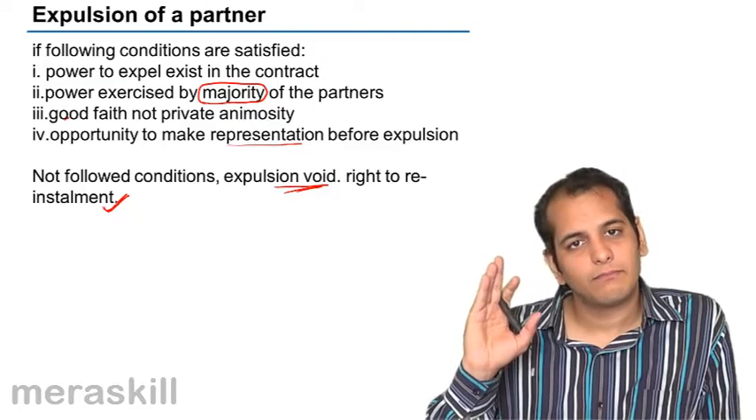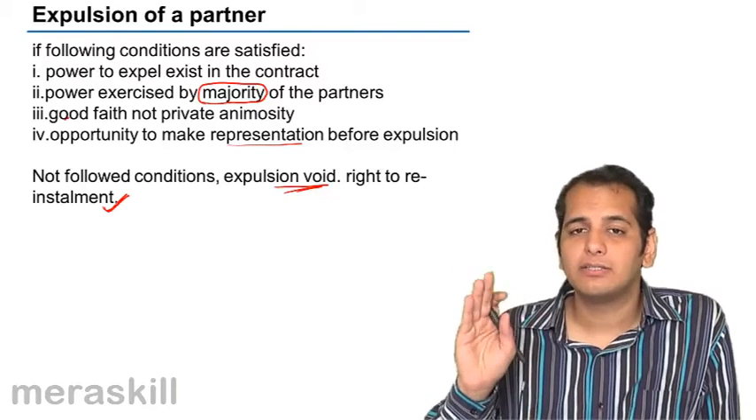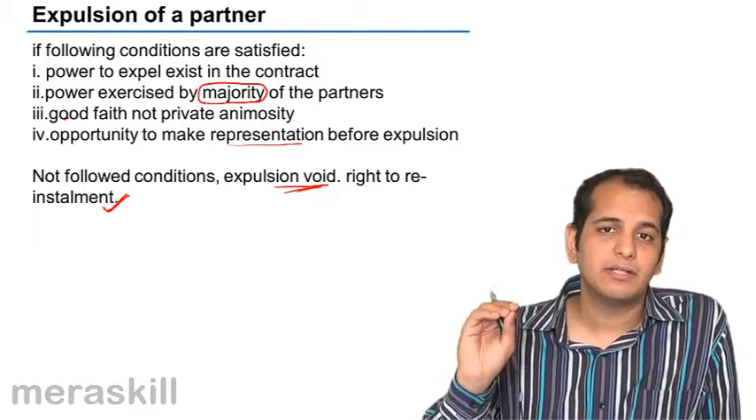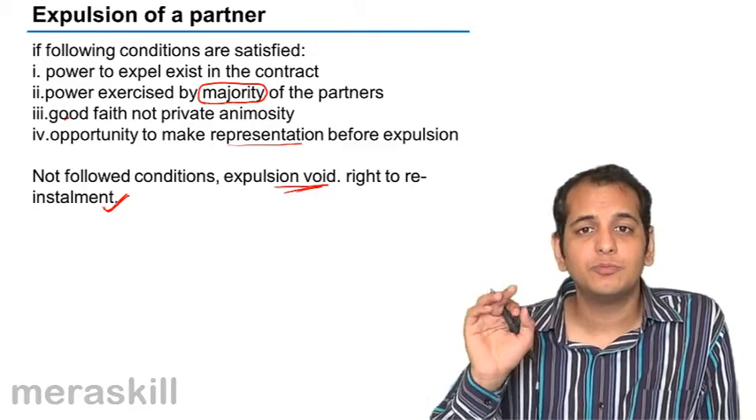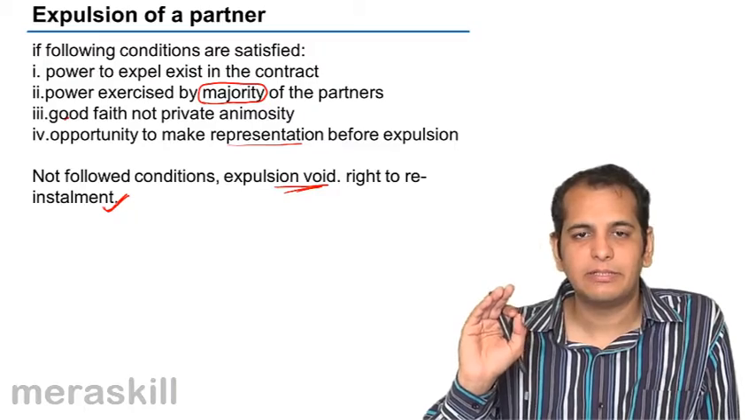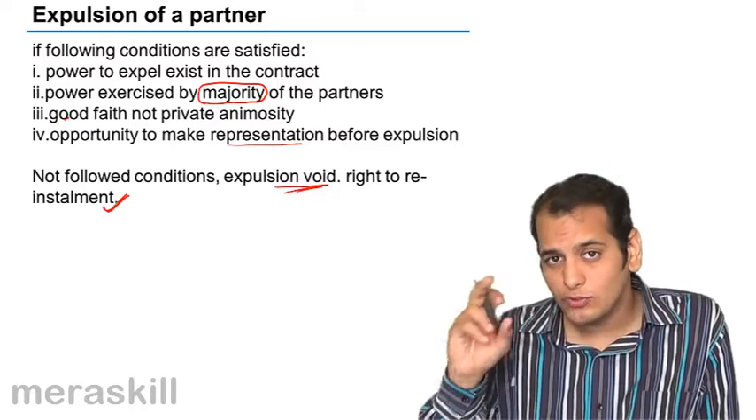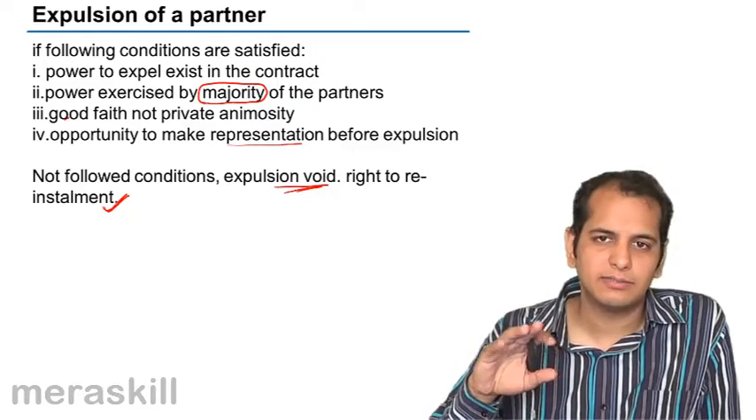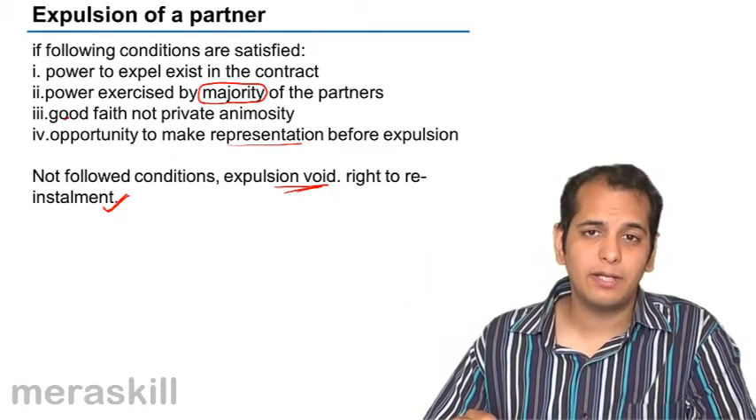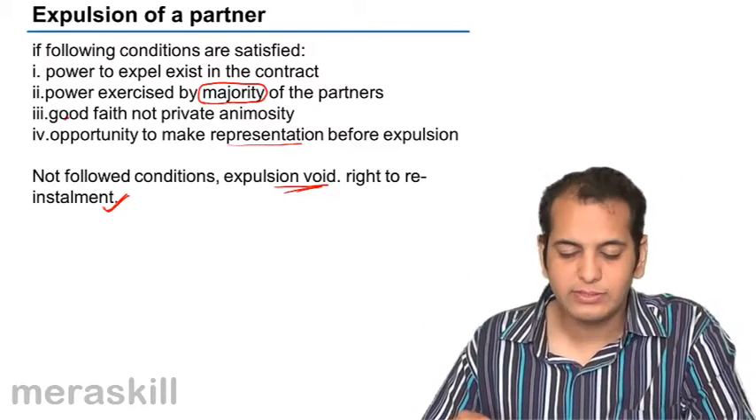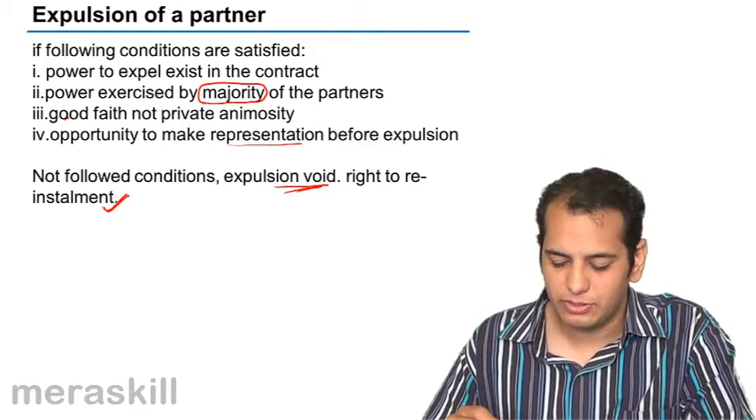then the majority of the partners decide if he has to be expelled or not. But please remember that this should be mentioned in the partnership deed. Until and unless the clause for expulsion is mentioned in the partnership deed, he cannot be expelled. And if he is expelled without following these conditions, the expulsion is void.